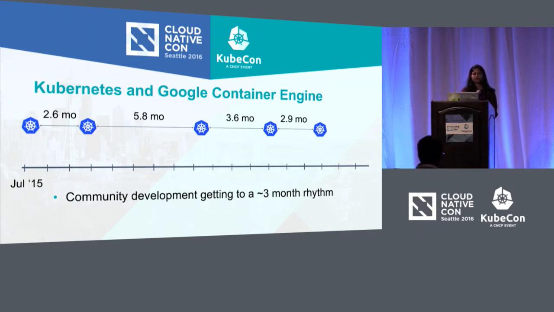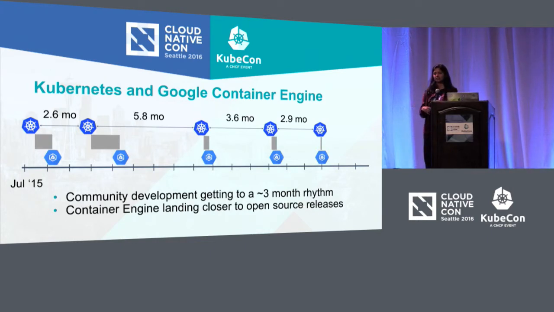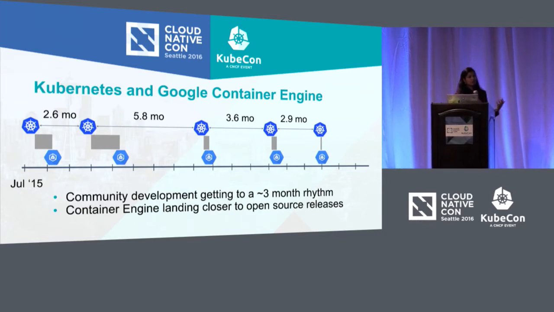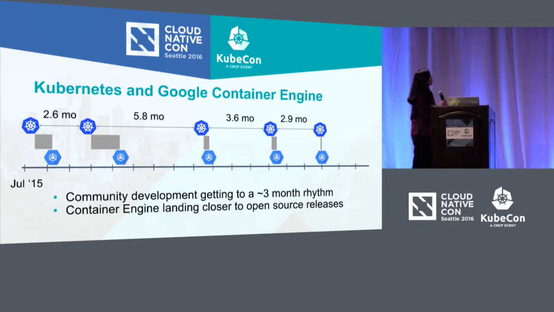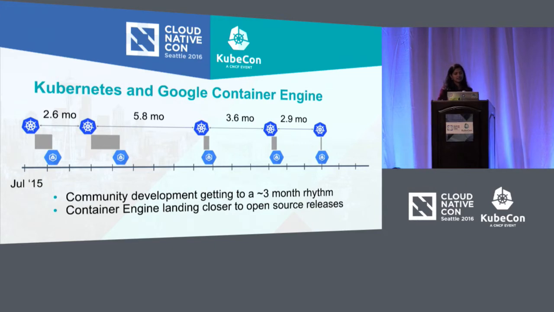at a very regular interval. Simultaneously, inside Google Cloud, we've been working to make sure that GKE releases in very much lockstep with the Kubernetes releases. And so you can see that the gray box of time delay has shrunk. In fact, in the last release, it was just 1 day. So one of the purposes of Container Engine is to make sure that the time between innovation and users being able to access that innovation is as short as possible.